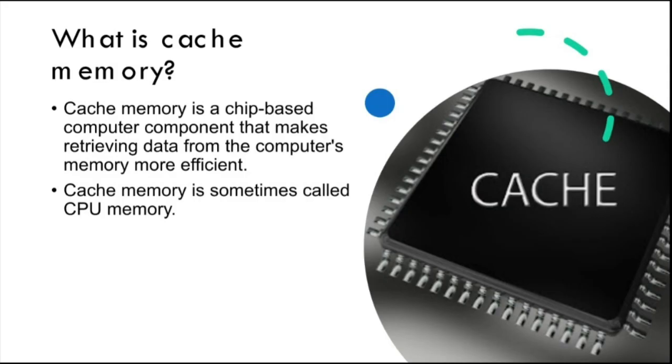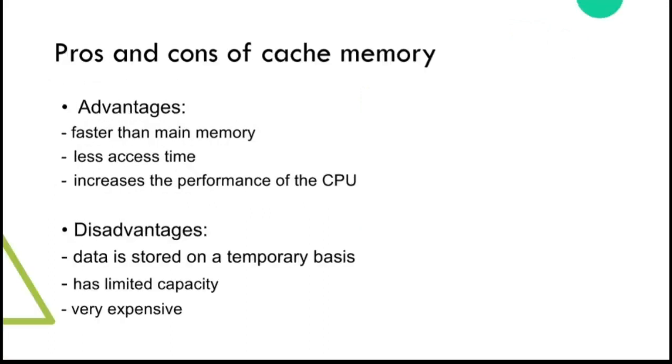Let's start. Cache memory is a chip-based computer component that makes retrieving data from the computer's memory more efficient. It's a temporary storage area from which the computer's processor can retrieve data easily. Cache memory is sometimes called CPU memory because it's typically integrated directly into the CPU chip or placed on a separate chip that has a separate bus interconnect with the CPU. Therefore, it's more accessible to the processor and able to increase efficiency because it's physically close to the processor.